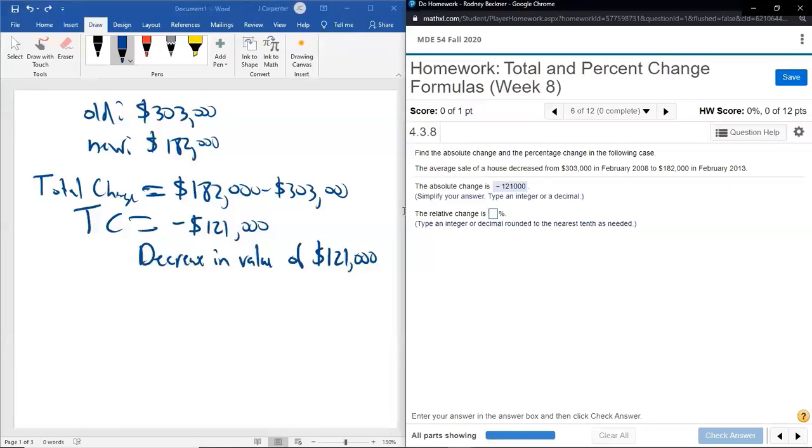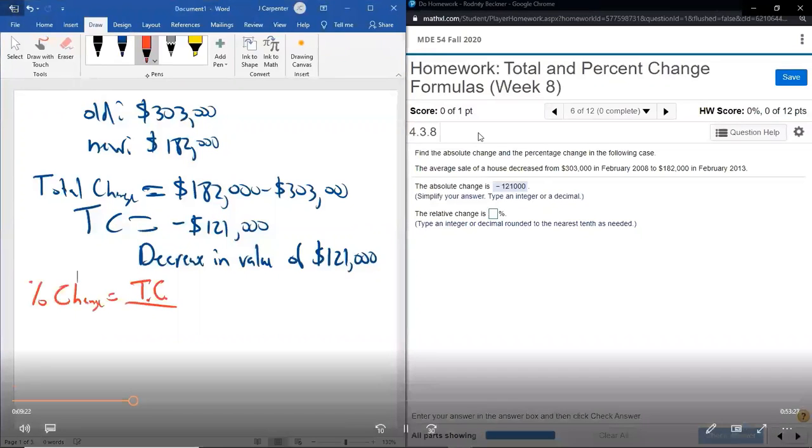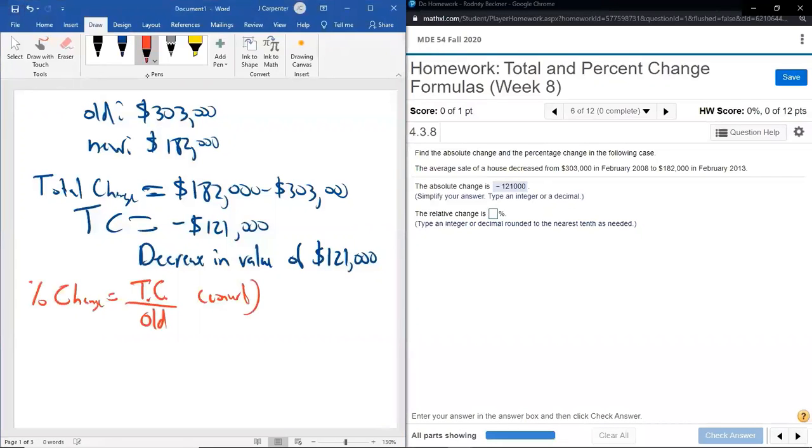The relative change, now relative means percent change. And the formula for percent change, as a reminder, is the total change divided by the original. I'll actually write that one, percent change is the total change divided by the old or the original, and then you have to convert to a percent. So for this problem, we take the total change, which was the negative $121,000, and we divide it by the original, which was the $303,000.